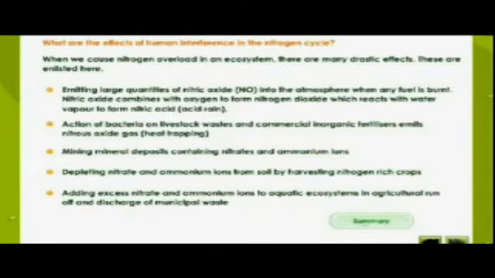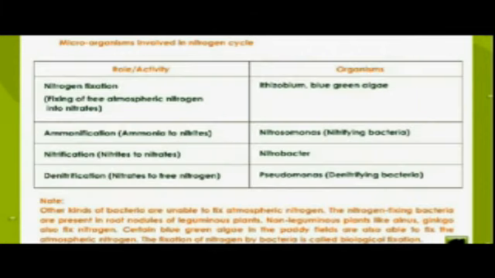Click on the summary button to view the role of microorganisms in the nitrogen cycle. Microorganisms involved in the nitrogen cycle. When we cause nitrogen overload in an ecosystem, there are many drastic effects. These are enlisted here.